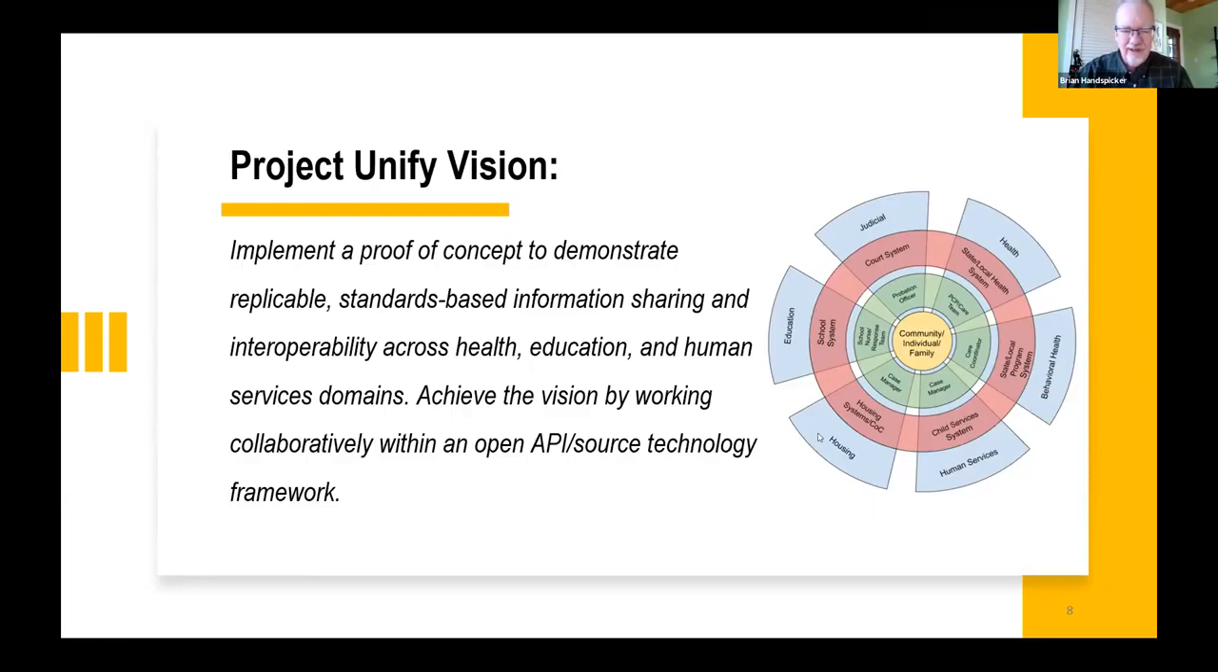Hello. Indeed, the Project Unify vision is to demonstrate how we can have replicable, standards-based interoperability between many different information domains, and try to identify where the intersections of interoperability might be that we need to solve, and what issues and challenges might come up where we can provide best practices, or in essence, a blueprint for how to get interoperability between these various silos. Next slide.